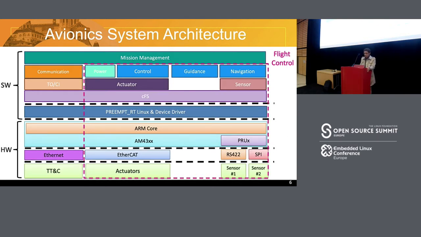This is an overview of our avionics system. Our avionics system consists of two subsystems, the communication system and the flight control system. Today, we will focus on the flight control system.